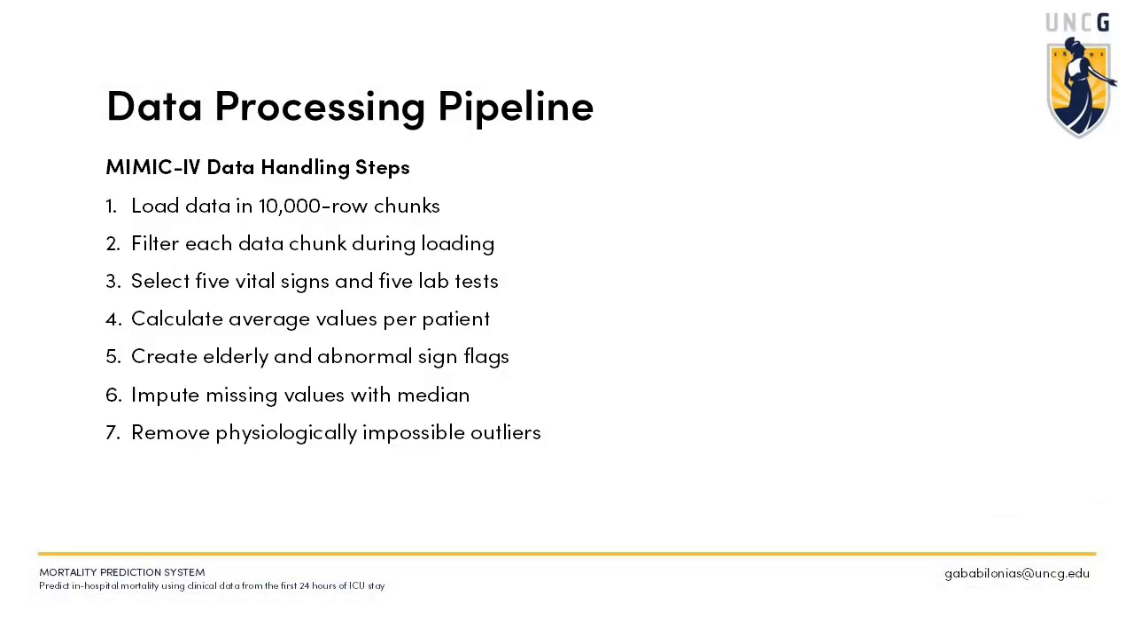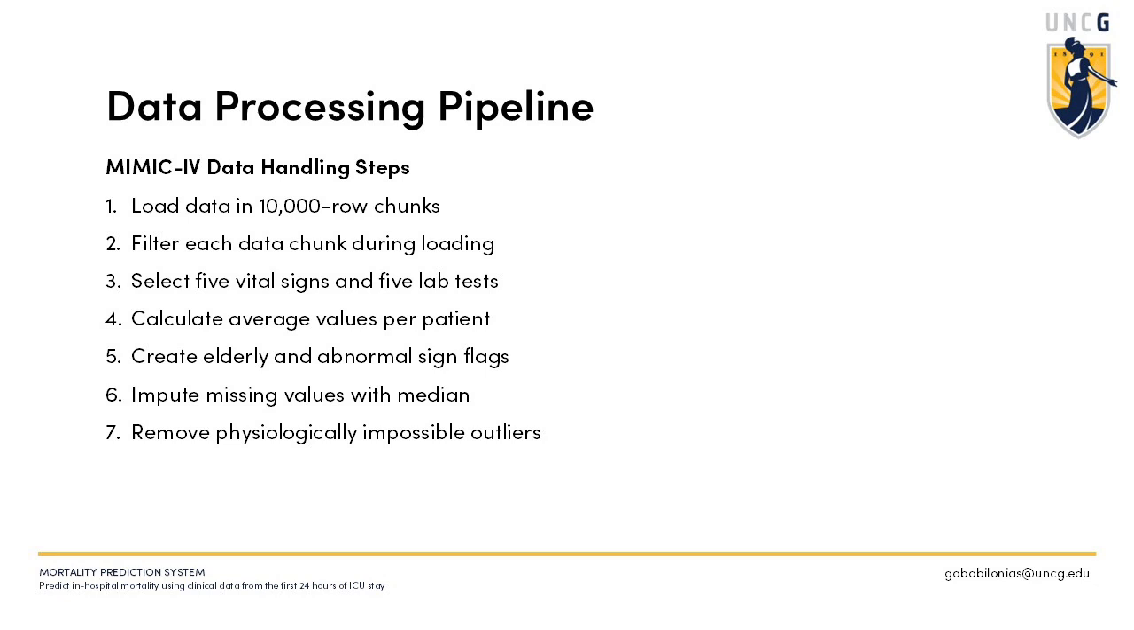Data processing pipeline. The MIMIC-IV database is massive, with hundreds of millions of rows. Here's how we handled the data. 1. Efficient data loading. We read the data in chunks of 10,000 rows to avoid memory issues, filtering each chunk as we go. 2. Feature selection.